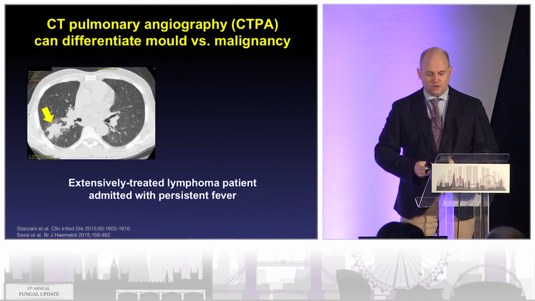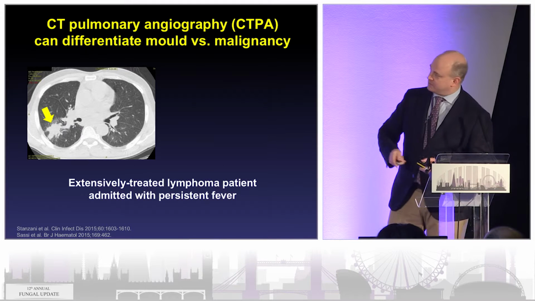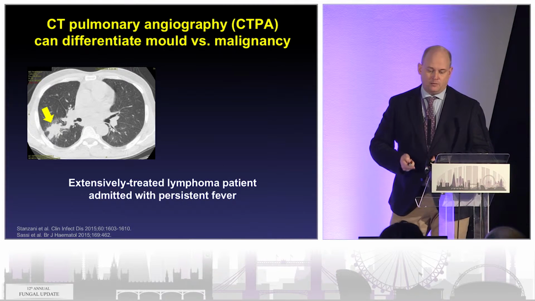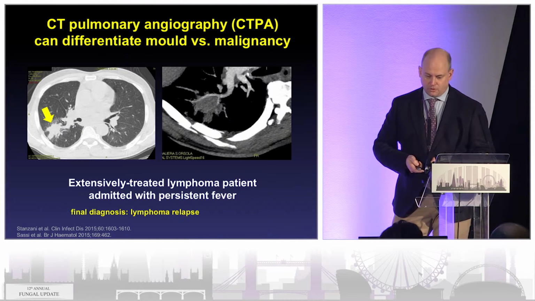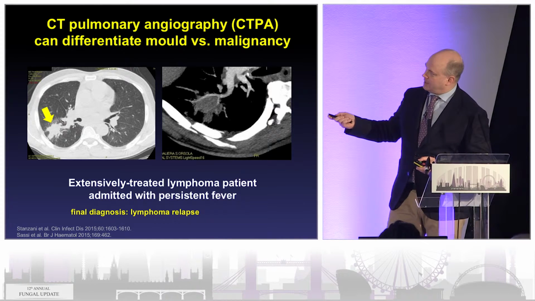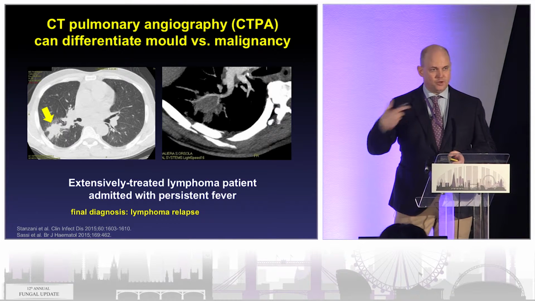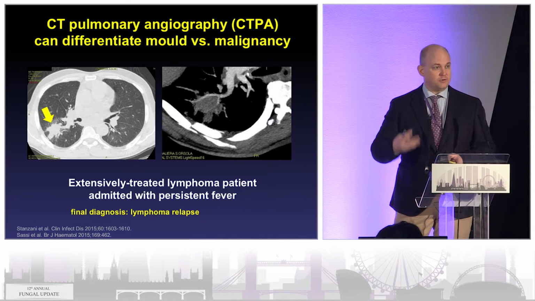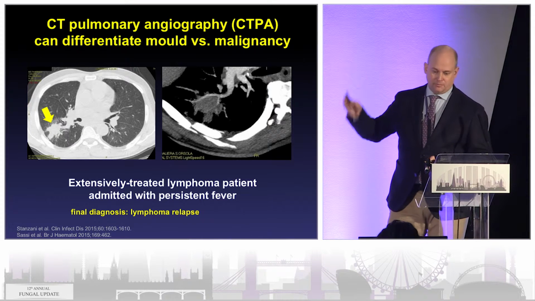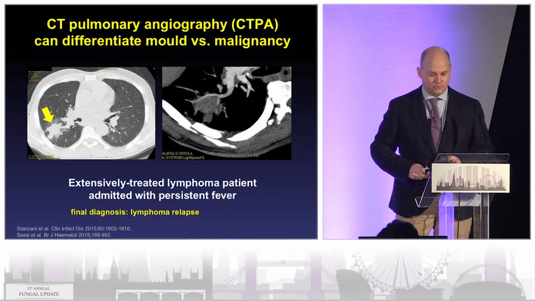This is an example of a patient who avoided antifungal therapy altogether, extensively treated lymphoma, presenting with persistent fever on broad-spectrum antimicrobials. When the basal CT was performed, the radiologist decided that angiography was indicated, and you can see patent vessels extending through the infiltrate. And so this was reported immediately to the hematologist. They withheld antifungals. The patient went to a biopsy. This was relapsing lymphoma. Never received antifungal therapy.